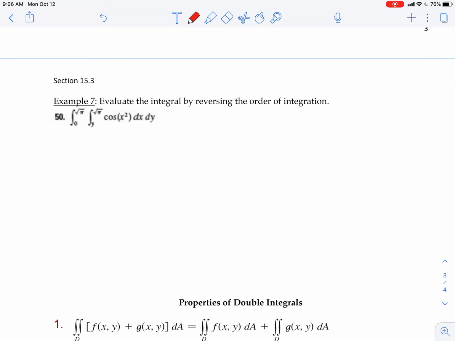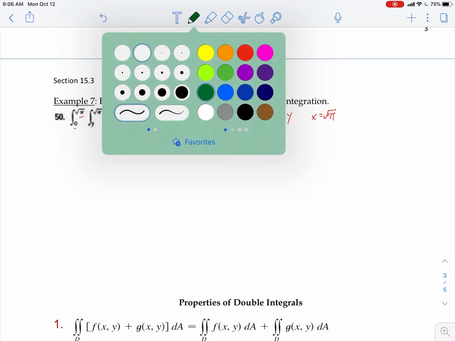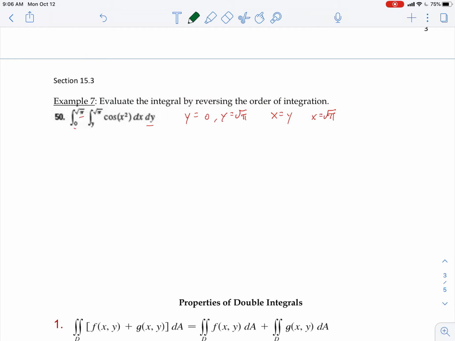So let's go ahead and write what we have. We have y is equal to 0, and y is equal to the square root of pi, I believe. And then the next one we have, because that's the outside, and then the inside is going to be x equals y, and x equals square root of pi. So this gives me an idea of what it looks like. And so I'm going to go ahead and sketch this region.